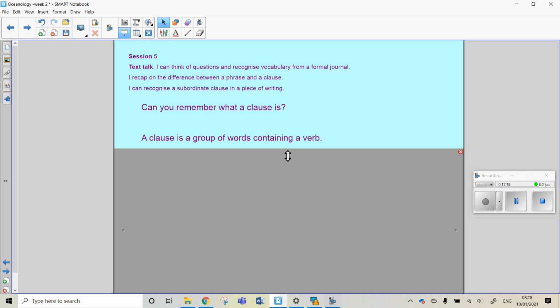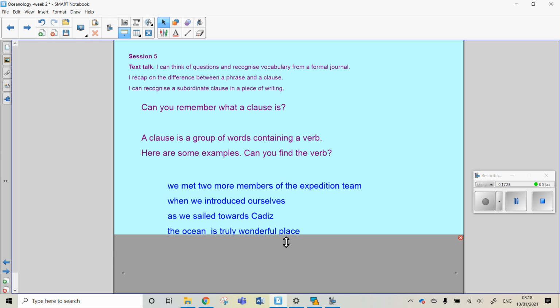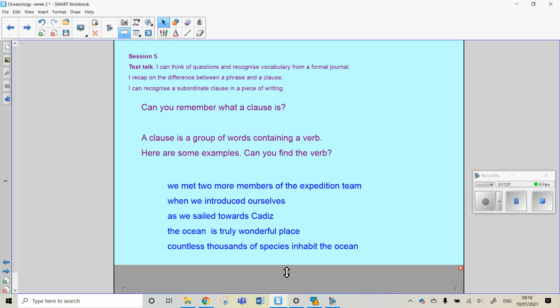Okay, a clause is a group of words containing a verb. Here are examples. Can you find the verb? Remember, a verb is an action or a state of being. Press pause on the video and then see if you can identify the verbs in these clauses here.